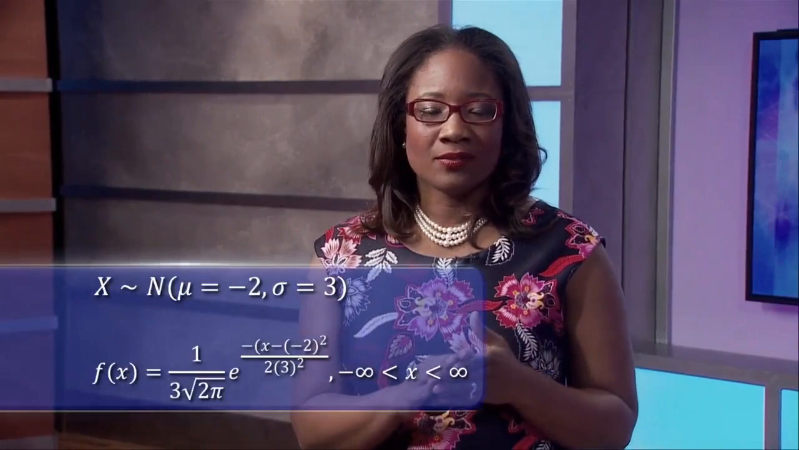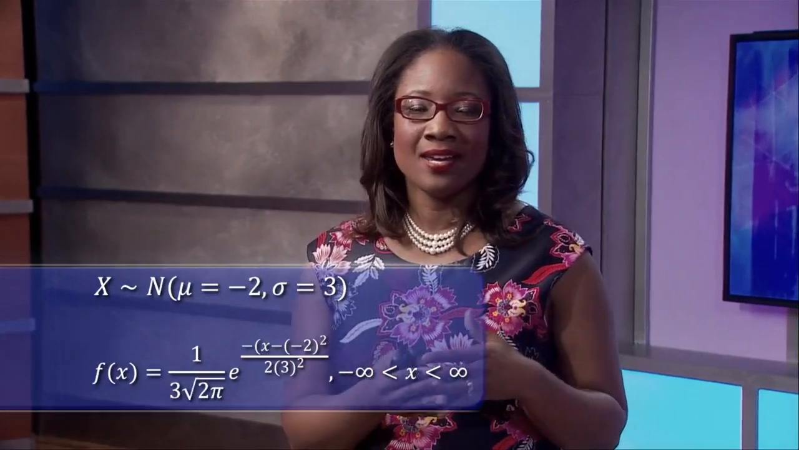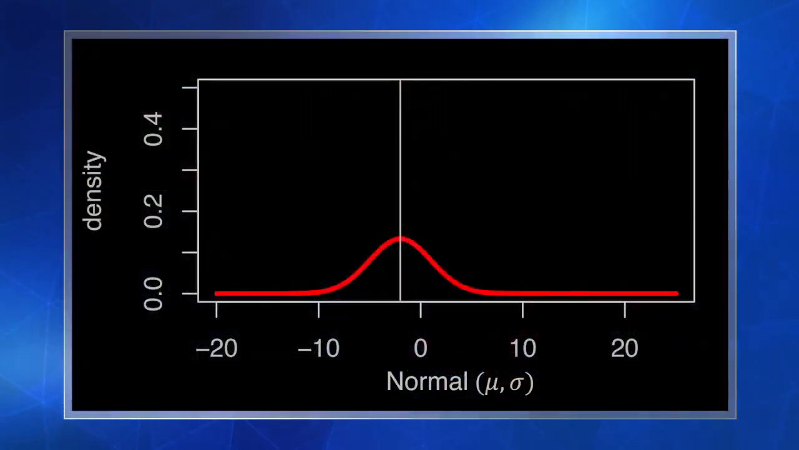In the same manner, if we take the mean at minus 2 and the standard deviation at 3, here's the shape of the normal distribution that we get for that curve.